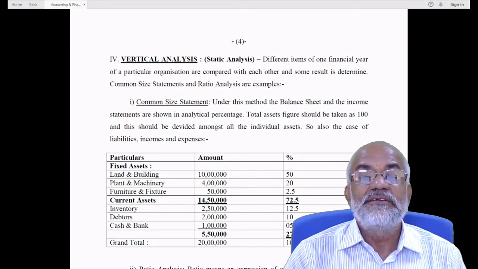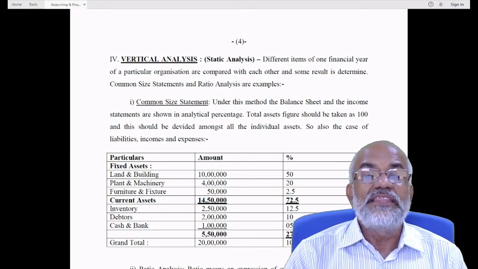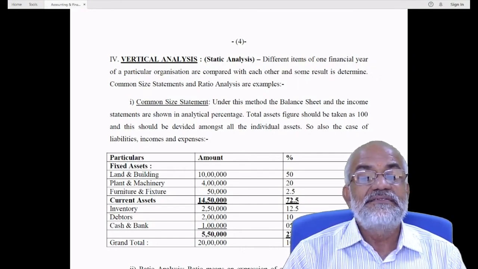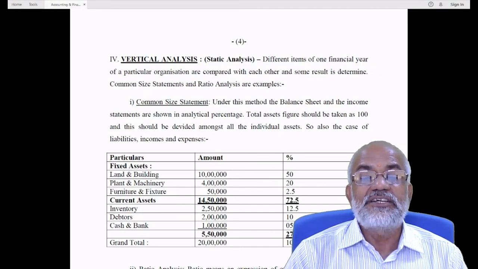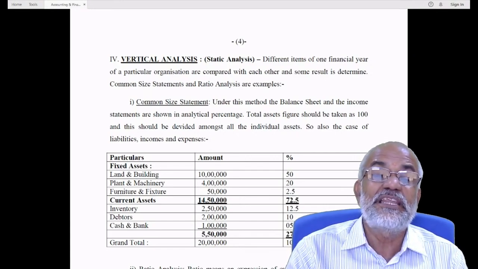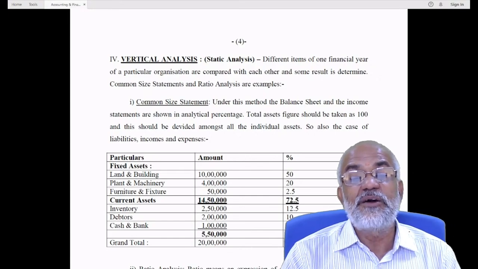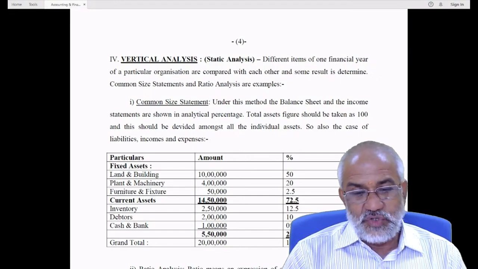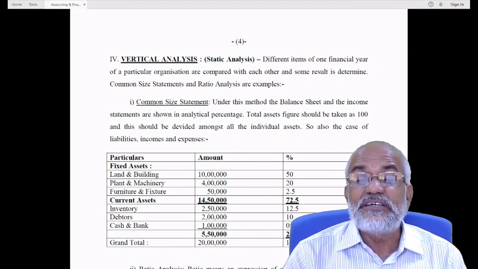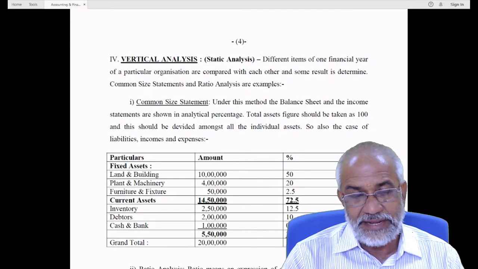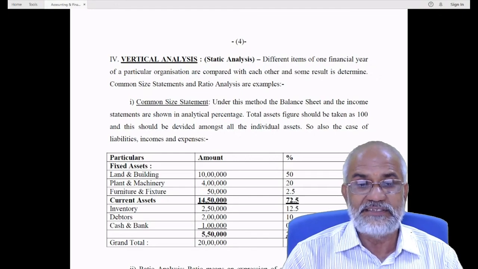fixed assets is coming 14,50,000, and the current assets are inventory 2,50,000, debtors 2 lakhs, and cash and bank balance 1 lakh. It is coming 5,50,000. The total of current assets is 5,50,000, whereas the total of fixed assets is 14,50,000, and the grand total of assets is coming 14,50,000 plus 5,50,000, that is 20 lakhs. So the total of assets, that means 20 lakhs, has to be considered as 100, because the whole of assets, all categories of assets, the grand total is coming to be 20 lakhs, which is considered to be 100.